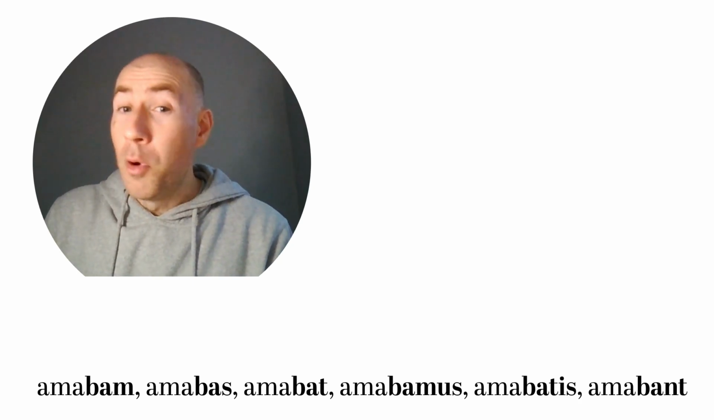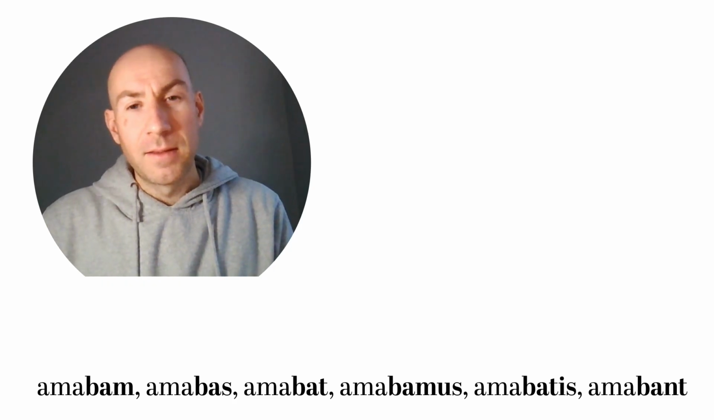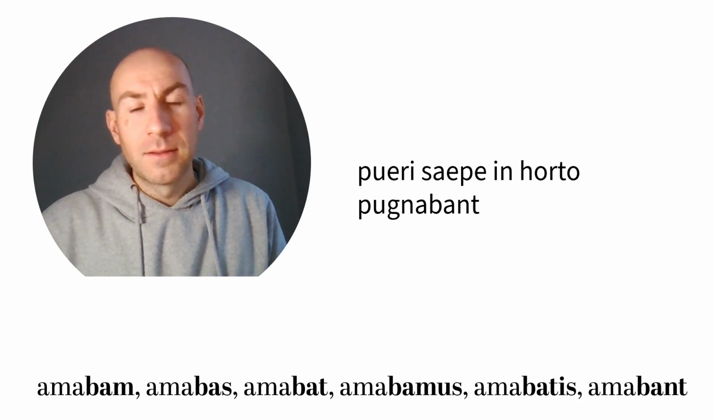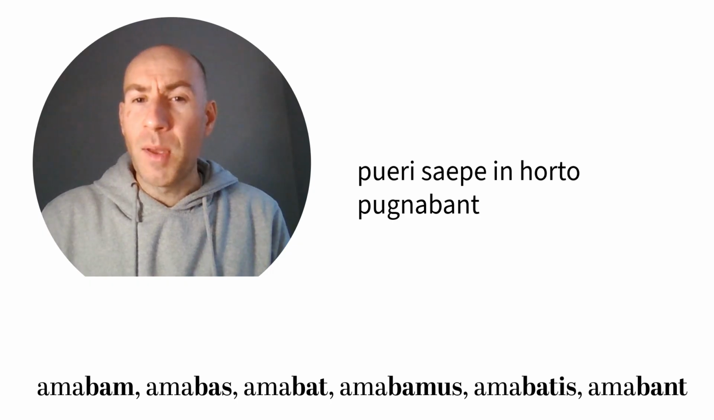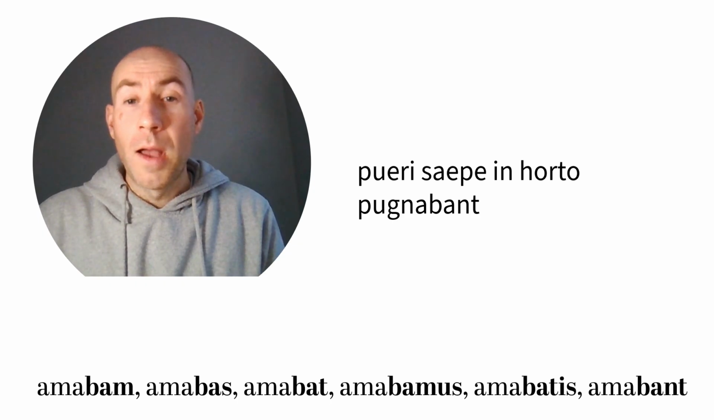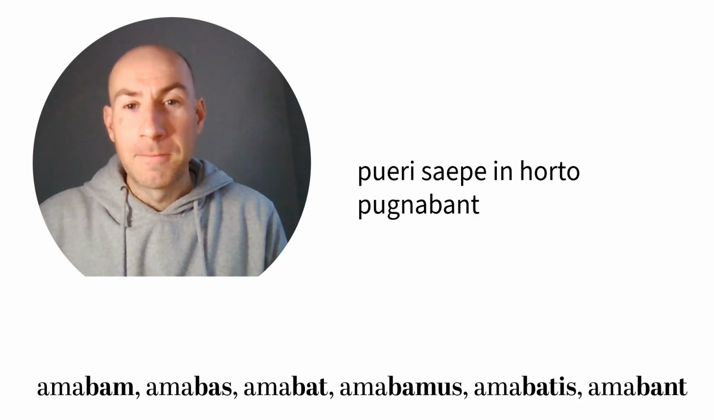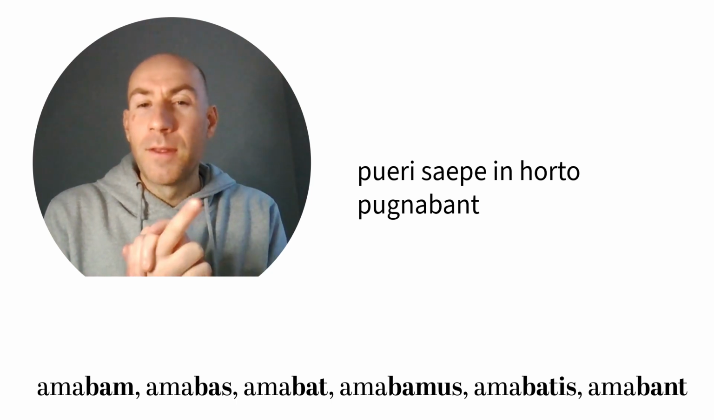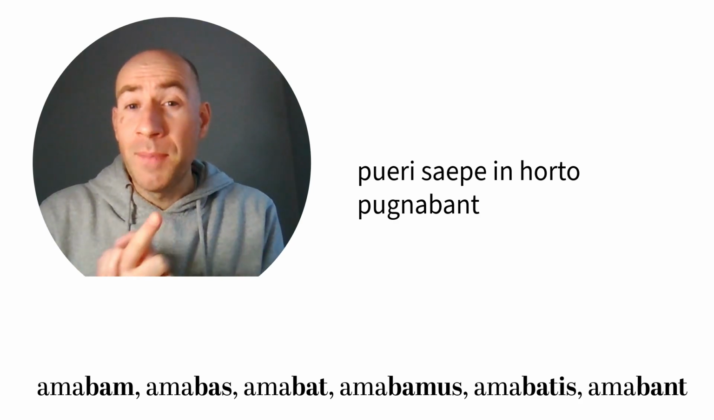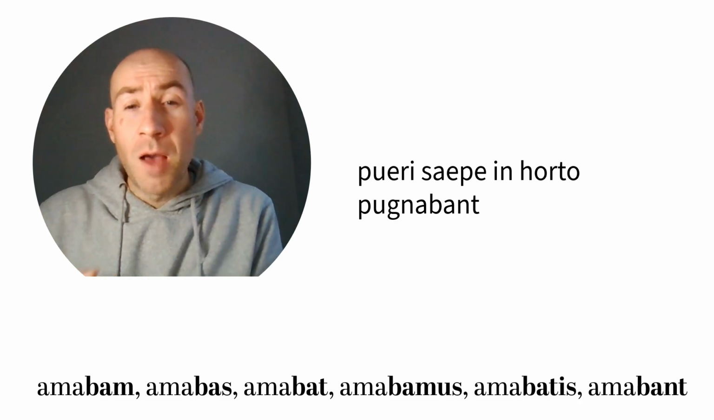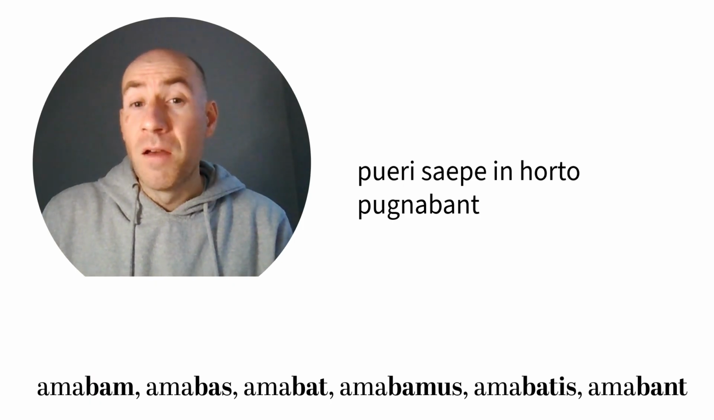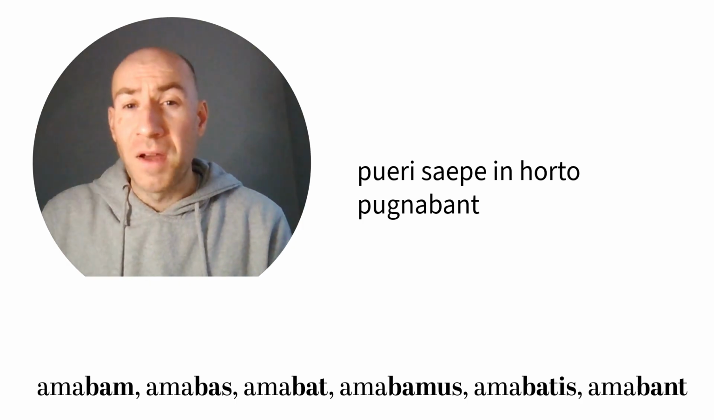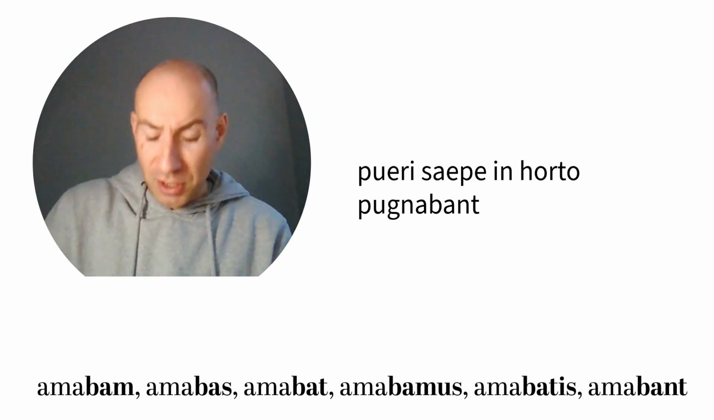Pueri saepe in horto pugnabant. Have you got it? Pause if you need a moment. The boys, pueri saepe often in horto in the garden pugnabant. Imperfect tense from pugnare, would fight, used to fight. The boys would often fight in the garden. Repeated action in the past.